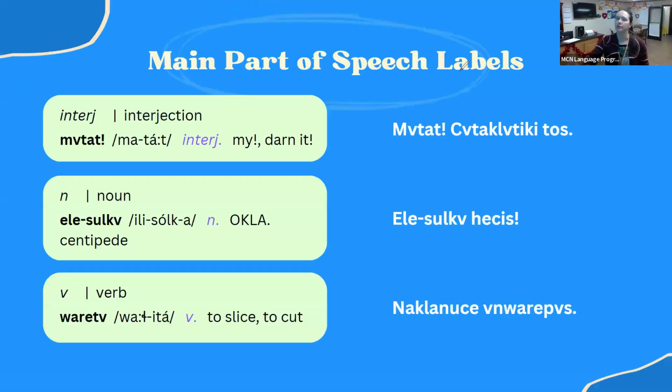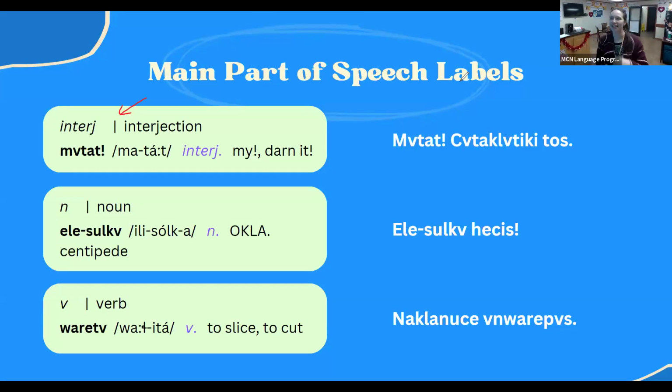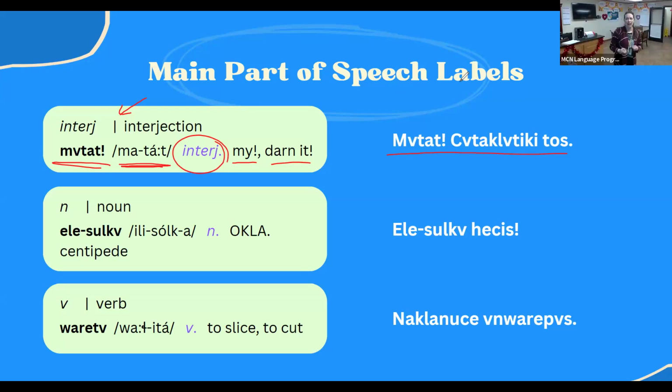Okay, interjection. The interjection is marked by INTERJ, for interjection. The example from the dictionary I pulled was mada. Here's our pronunciation guide, and there's our part of speech, interjection. It means my or darn it, dang it, that feeling, right? My example sentence here is: my dad did not let me take those. Like, dang it, I fell, I tripped.